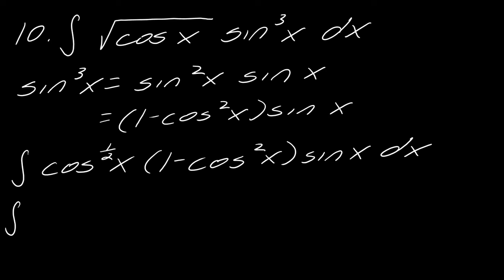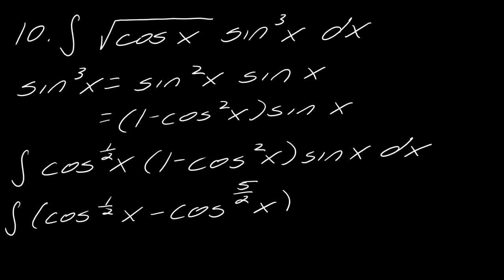I can rewrite this now as cosine to the 1/2 x minus cosine to the 5/2 x, all of that times sine of x dx. And so we're actually almost good to go in this case now. So let me clear some space.